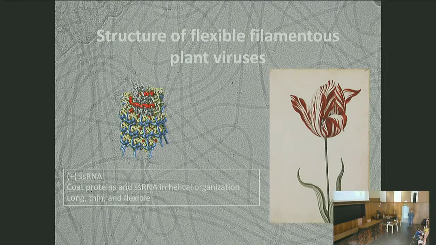And they are protected by nucleoproteins, hundreds of copies of the same nucleoprotein, arranged in helical fashion. As you may see here, they are long, they are thin, and they are flexible. Those nucleoproteins, in the field, were called coat proteins. But you can name it the way you want.